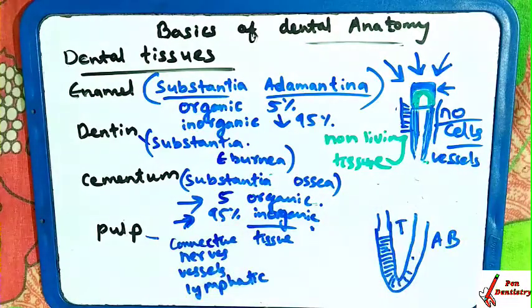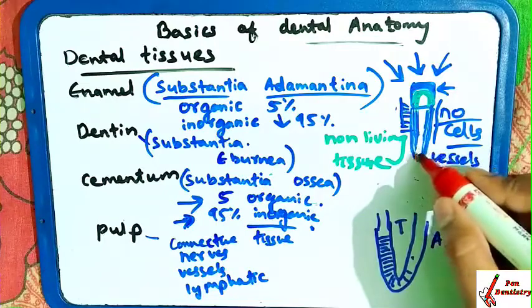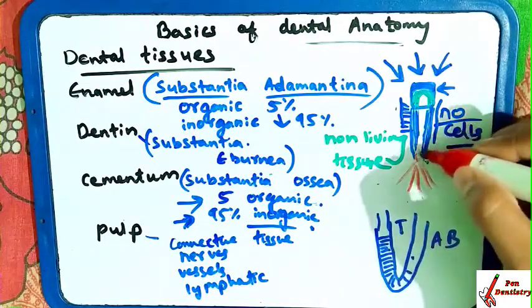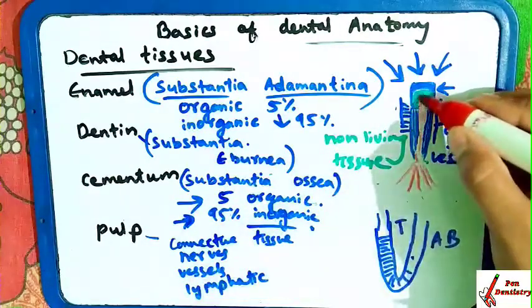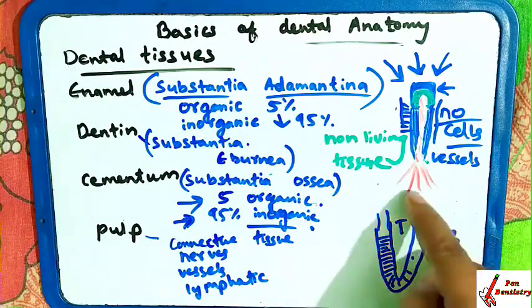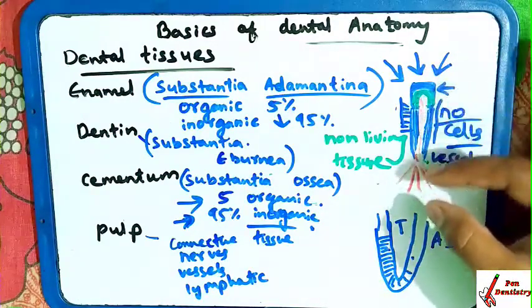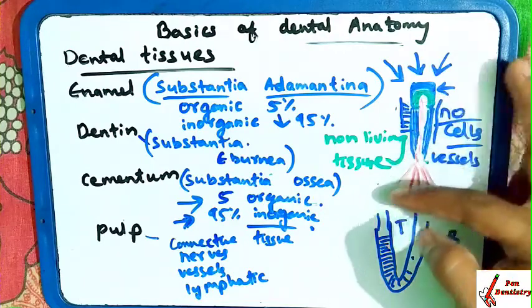This is the apical foramen. The whole part inside is the pulp region. This red part is the pulp. It connects with the periodontal membrane, and via the foramen it connects the tooth with the membrane.